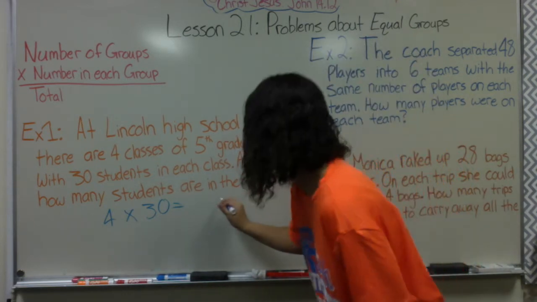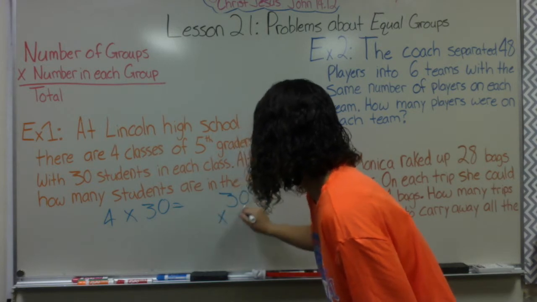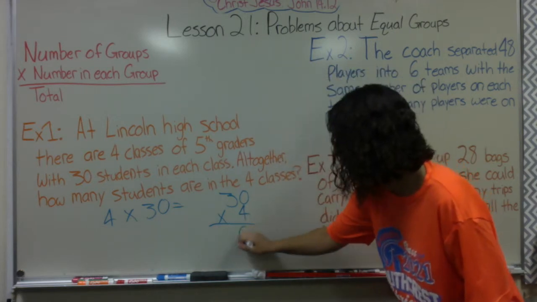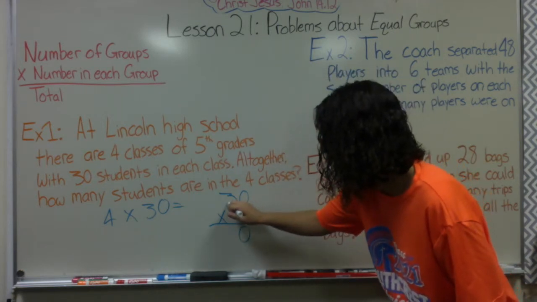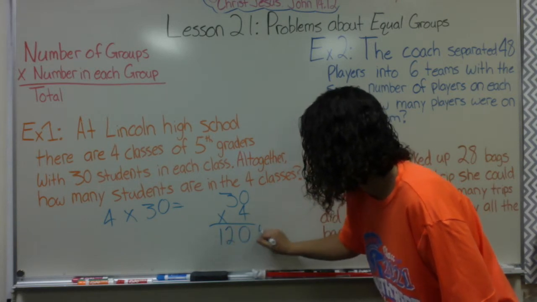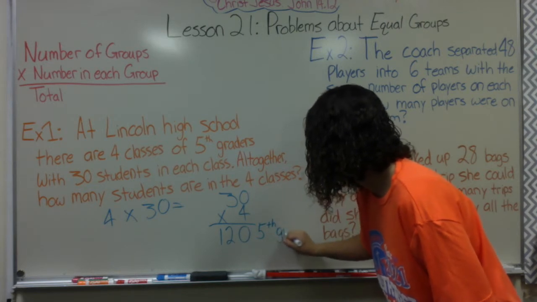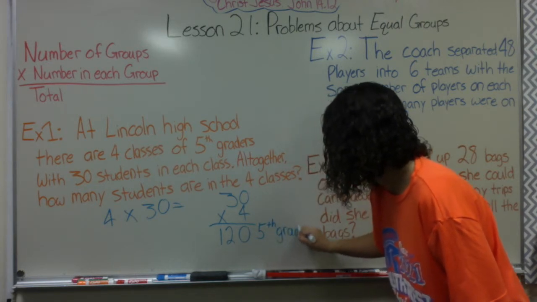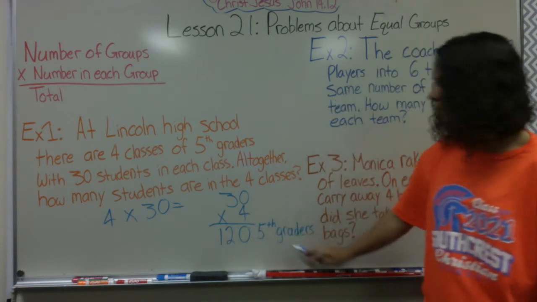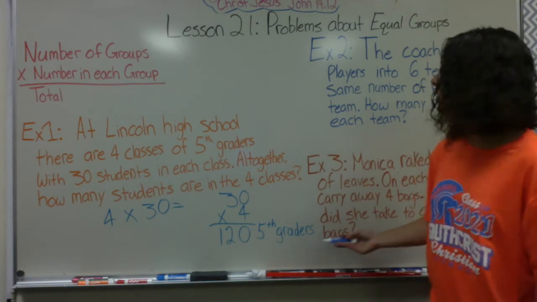So I'm going to go ahead and set this up vertically so that way you can see the work. 30 times 4, multiply 4 times 0, which is 0. Then I multiply 4 times 3, which is 12. So that means there are 120 5th graders. Don't forget to label. So 120 5th graders, so that's our basic story problem of multiplication.